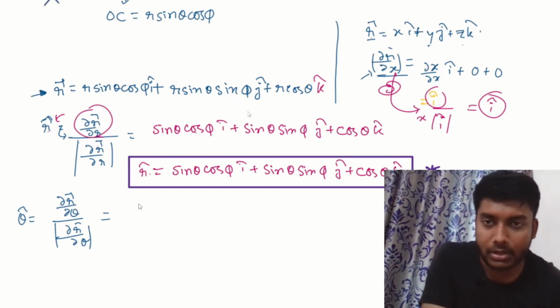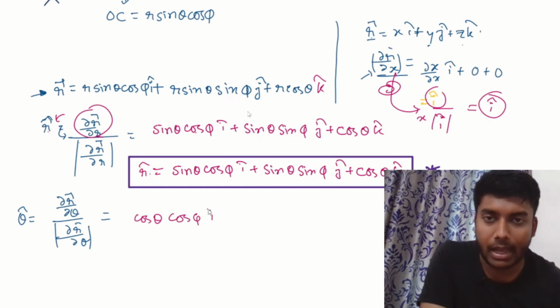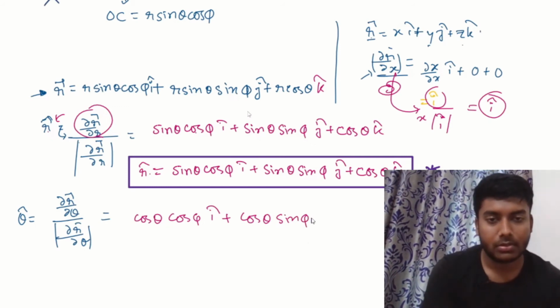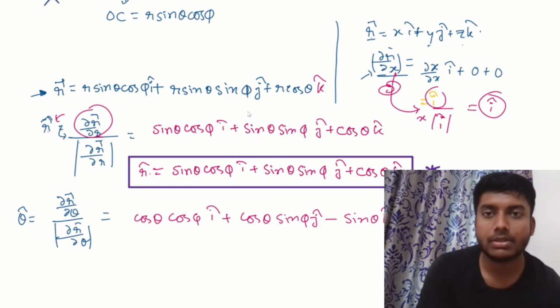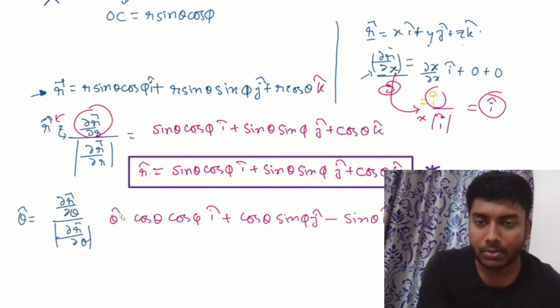Now theta cap. If we do this, then we will get... I will suggest you to do it with your hand, because I am step jumping here. So this will give us cos theta cos phi I cap plus cos theta sin phi j cap minus sin theta k cap. This will give us just this. So this is our theta cap. So theta cap will be equal to this.